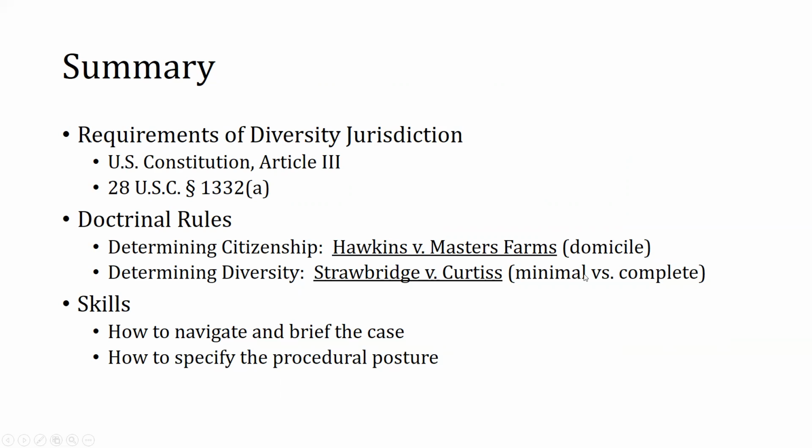We know that we could imagine a minimal diversity standard or a complete diversity standard. Strawbridge versus Curtis says that each of the joint parties on the plaintiff side and each of the joint parties on the defendant side must be competent to sue and be sued, which means diversity of citizenship requires complete diversity. When we say between citizens of different states, that means that every plaintiff compared with every defendant has to give us an opposite state pairing. Okay, they've got to be from different states.